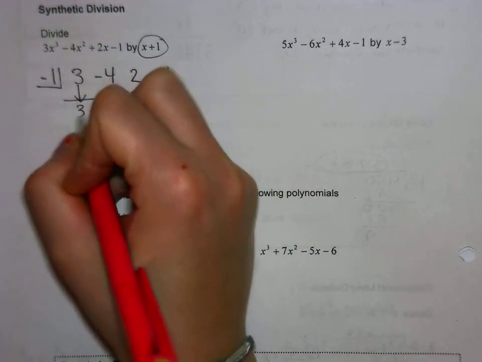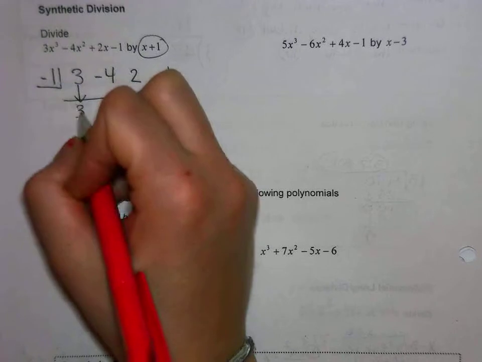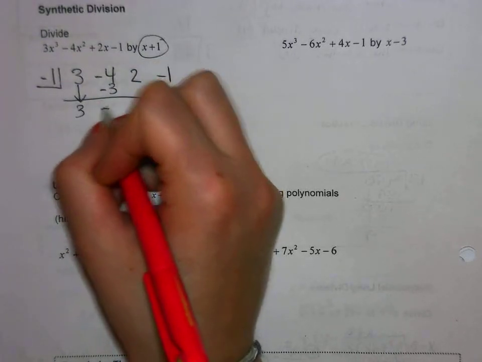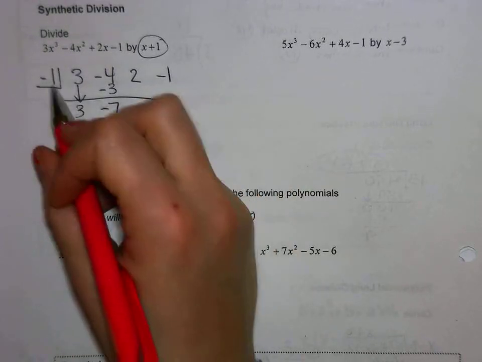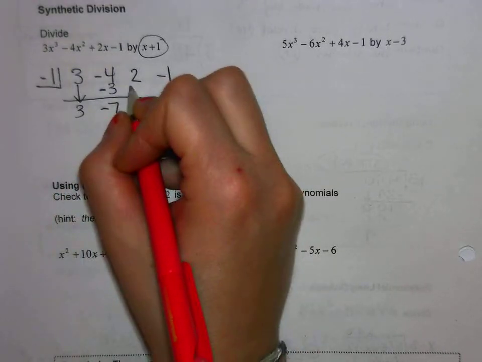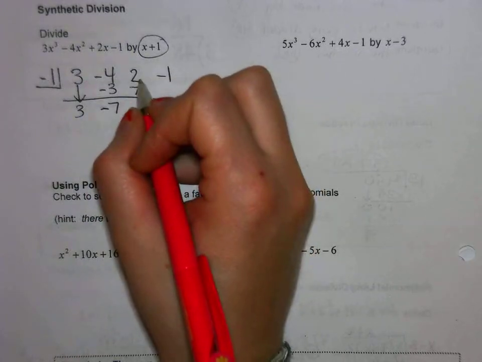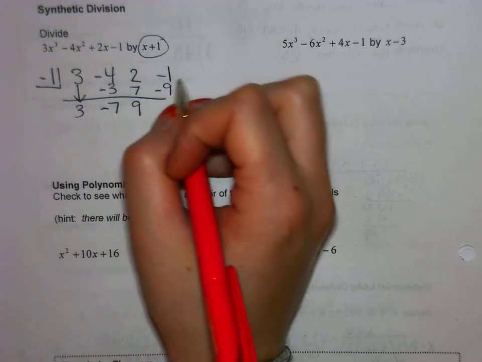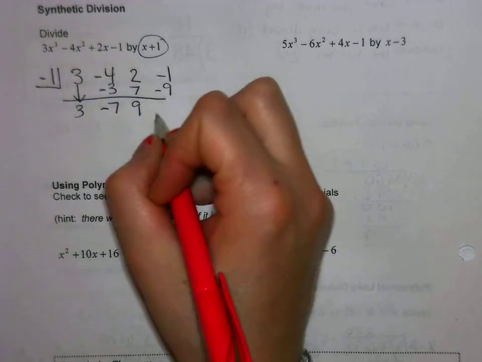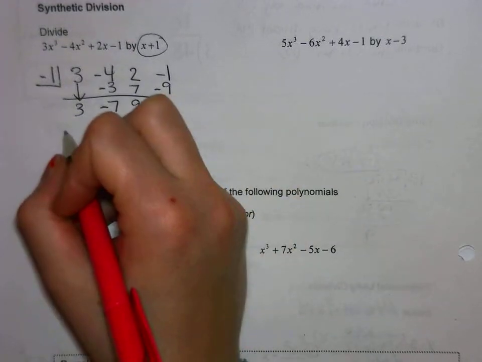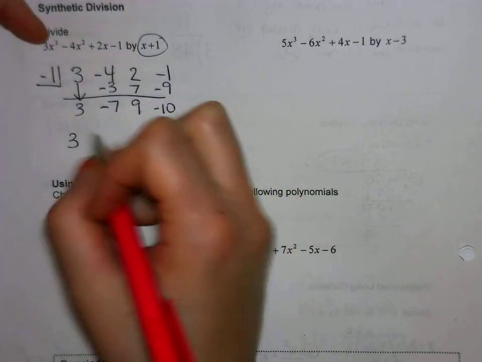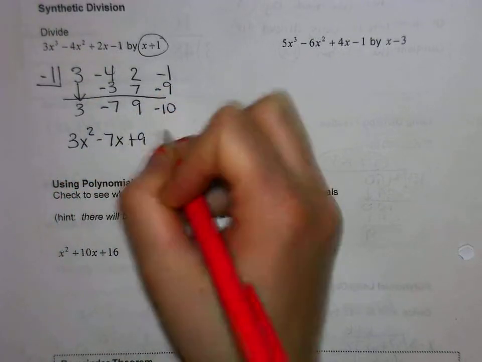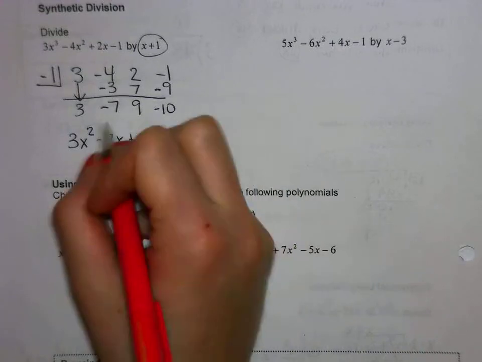Then we bring down our first coefficient of 3, multiply negative 1 times 3, which is a negative 3. Add these two to get negative 7. Multiply these two, which is negative 1 times negative 7, which is a positive 7. 2 plus 7 is 9. Negative 1 times 9 is a negative 9. Negative 1 minus 9 is a negative 10. So we're left with 3. Since we started with x cubed, it's going to be x squared minus 7x plus 9. And we have a remainder of negative 10.